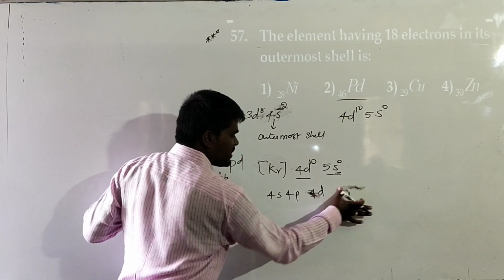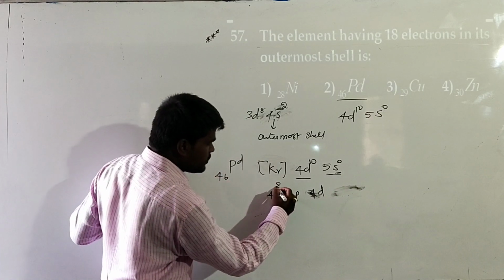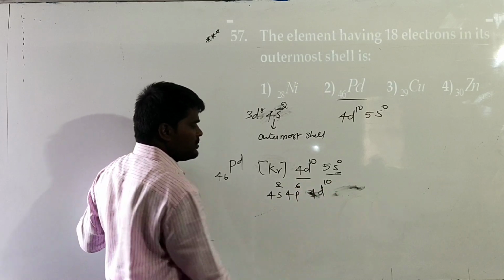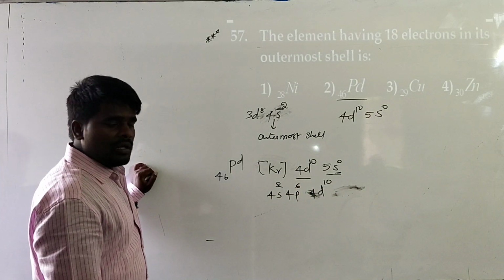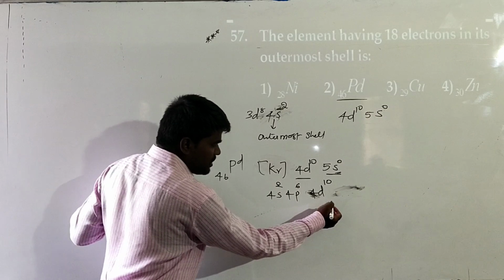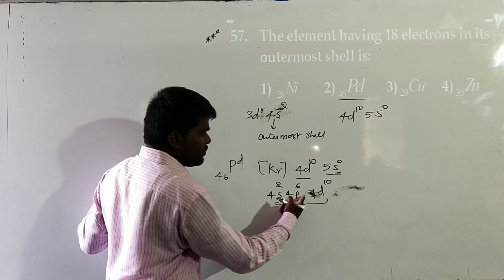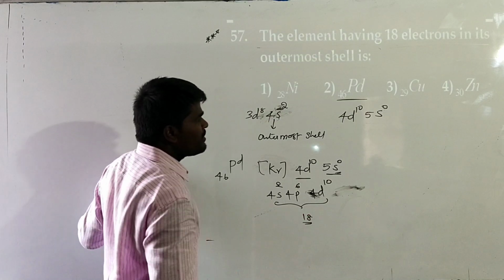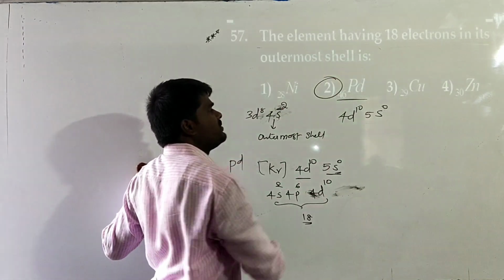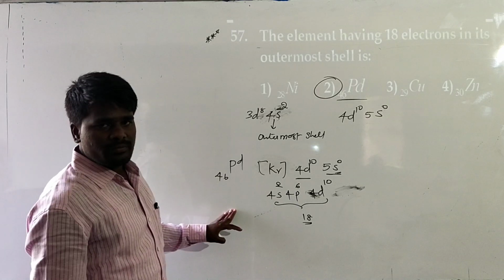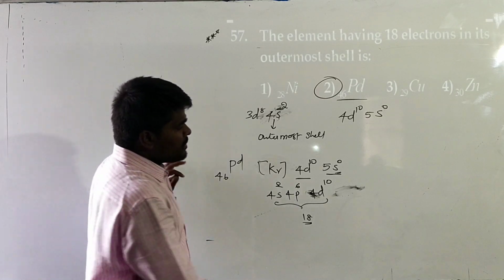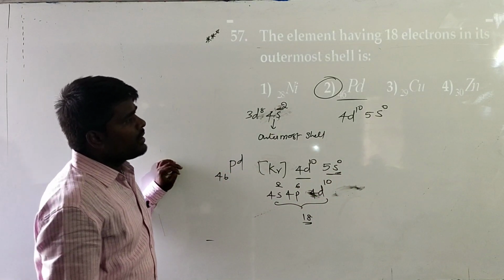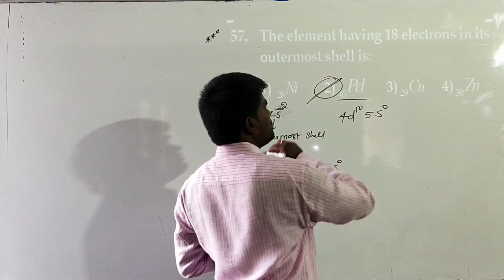It doesn't fill it. So the number of electrons here will be 2. This is already filled, 6 and 10. Are you getting this? Right? Here the total valence electrons are 2 plus 6, 8, plus 10, it will become 18. This is the element which has 18 electrons in the valence shell. It is also one of the important exceptions in terms of electronic configuration. Right? Now this is your answer.